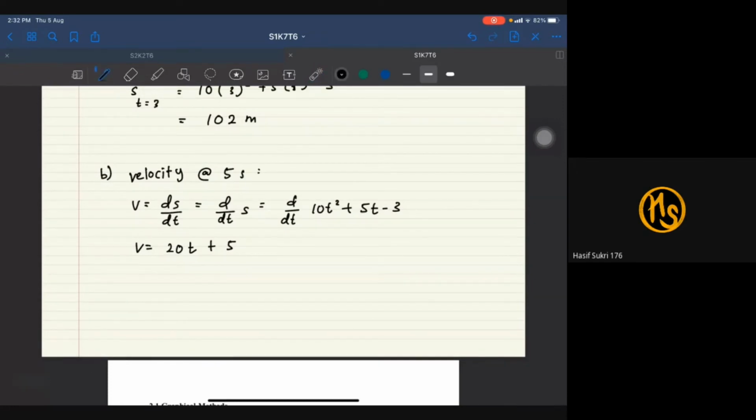Okay, now this is the general equation for velocity. Okay, that means given any time, I can straight away know the velocity. So soalan dia kata cari bila 5 seconds. So when t is equals to 5 seconds, I can write 20 multiplied by 5 plus 5, I should get 100. Right.